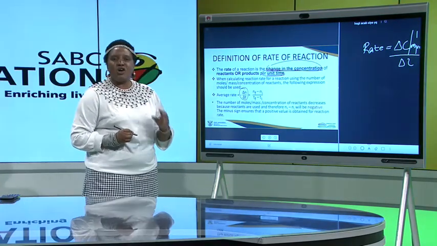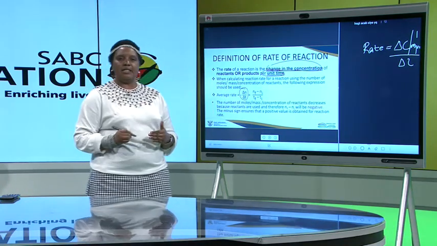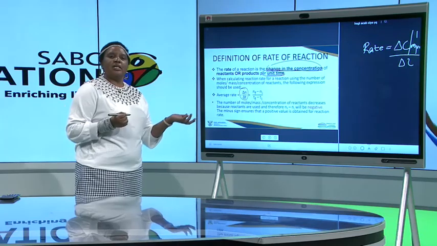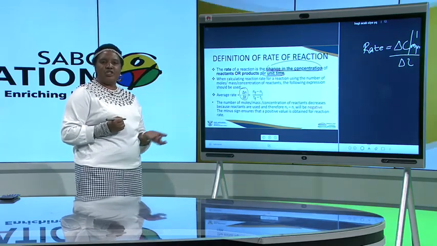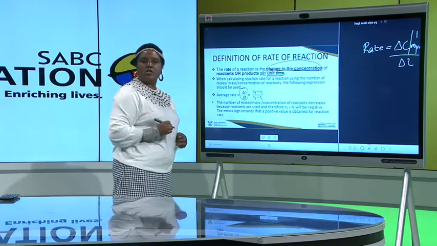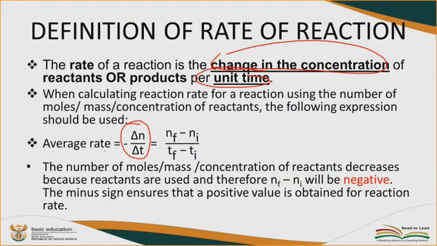So the product cannot be converted back to the reactants because there is going to be an interaction with the surroundings. So this is the reaction, the expression. Why do we have a negative? The negative is only applicable, grade 12, for when you are calculating the reactants.